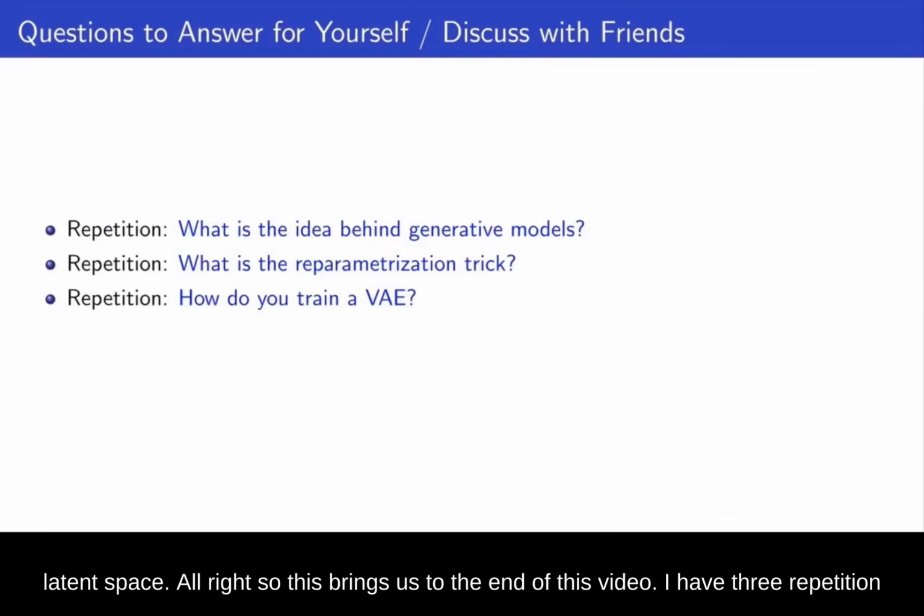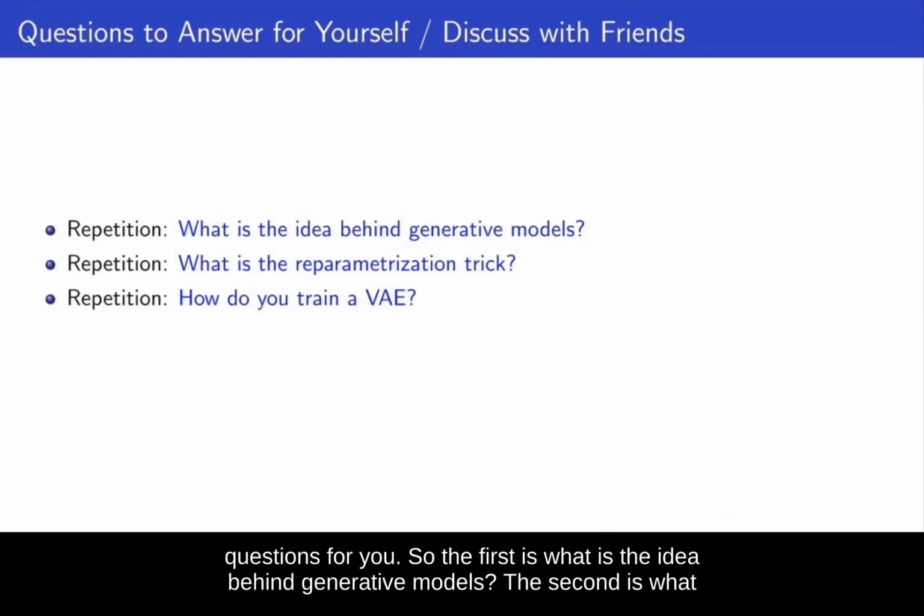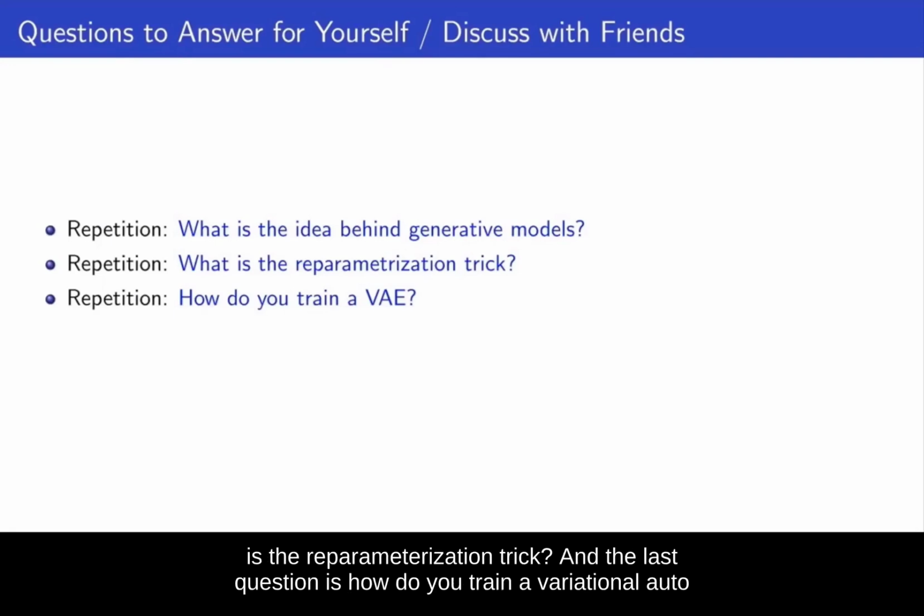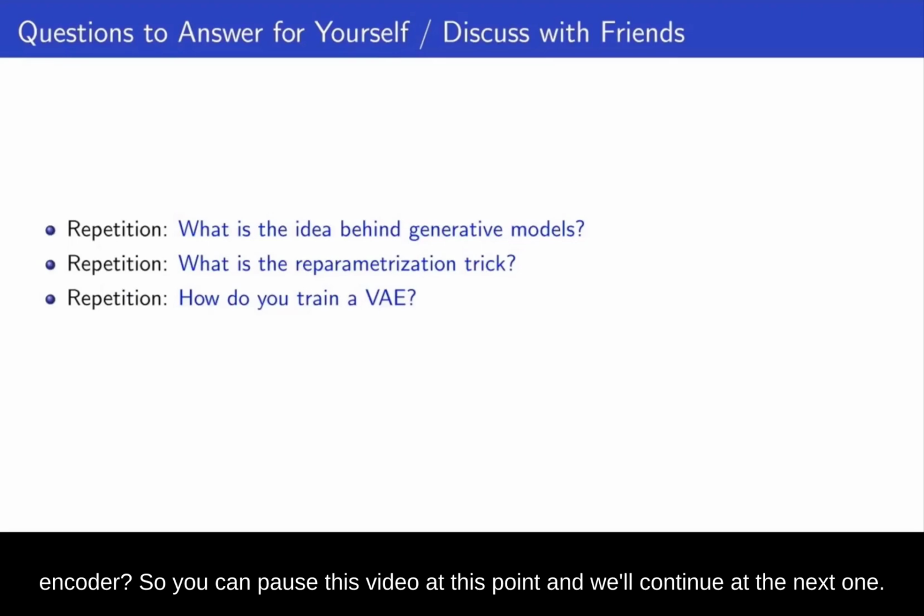All right, so this brings us to the end of this video. I have three repetition questions for you. The first is, what is the idea behind generative models? The second is, what is the reparameterization trick? And the last question is, how do you train a variational autoencoder? You can pause this video at this point and we'll continue in the next one.